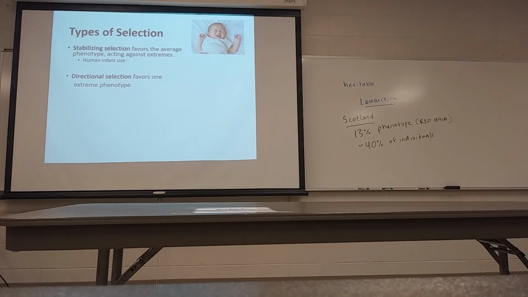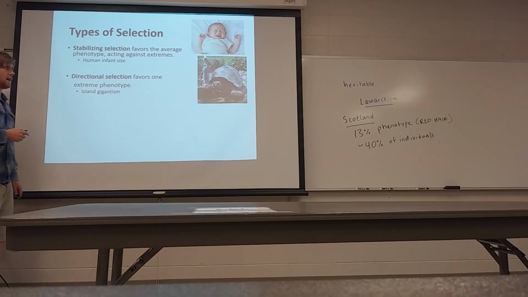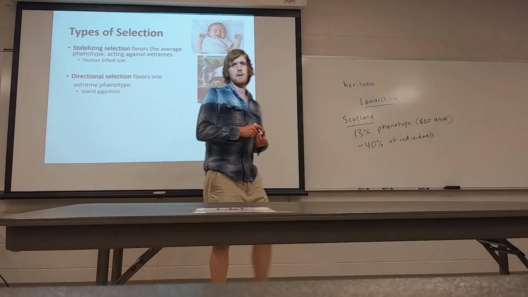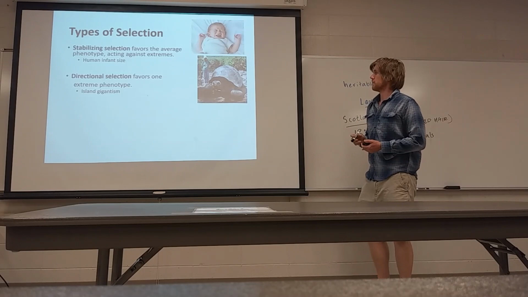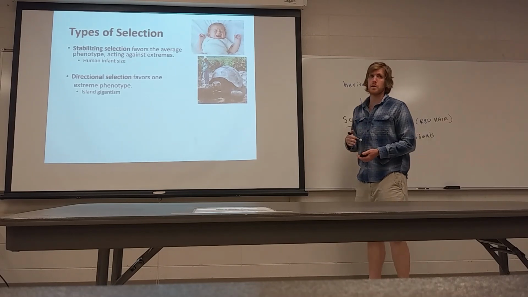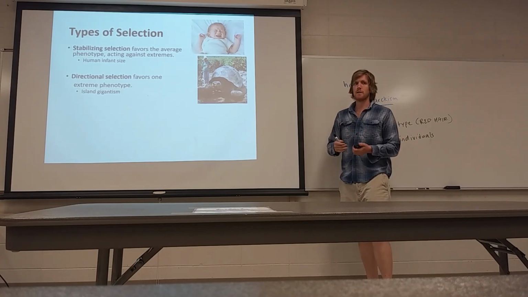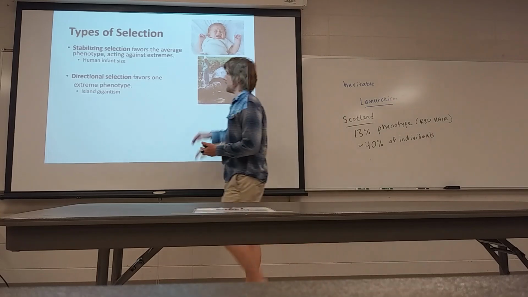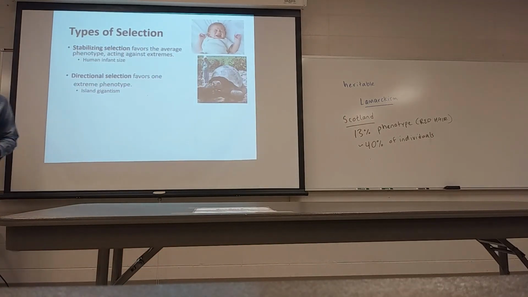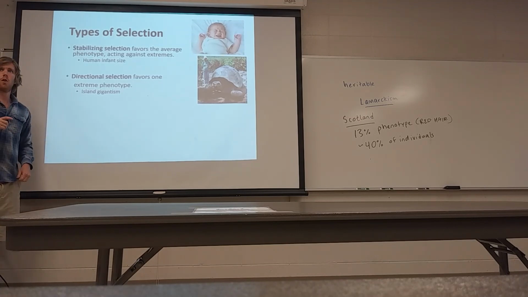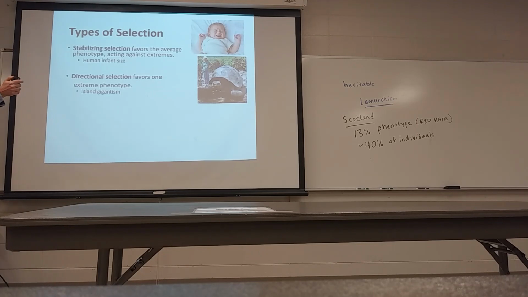Directional selection tends to favor one extreme. One example of this is called island gigantism. The giant tortoises on the Galapagos are an example of this. And so when you have a predator-free environment, natural selection no longer is guiding toward protective measures, which means being big and energy efficient gets selected for, and organisms on islands tend to grow larger than the ancestral relatives on the mainland that gave rise to them.